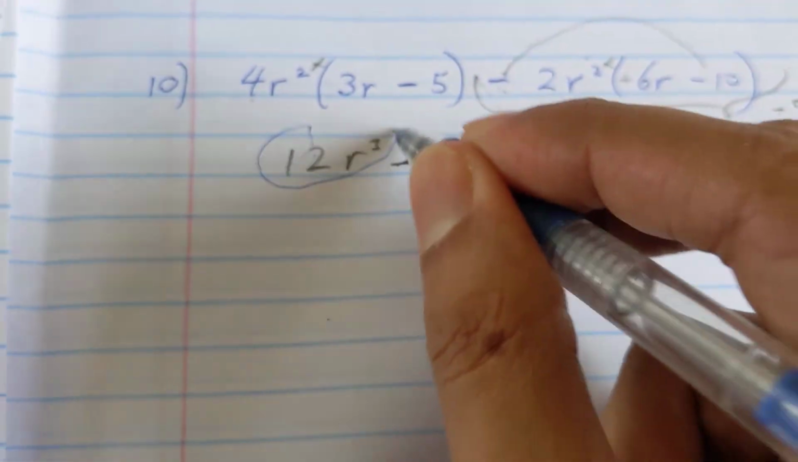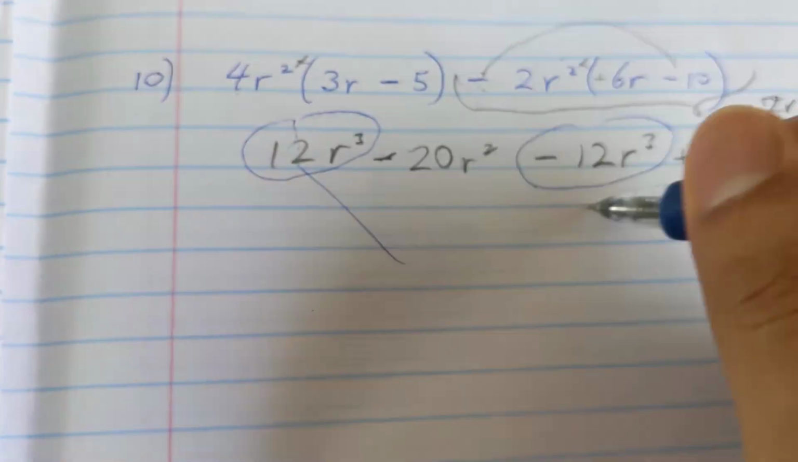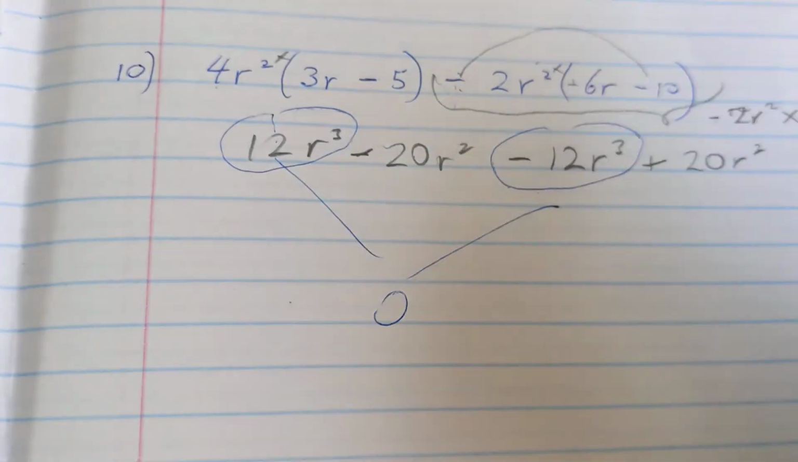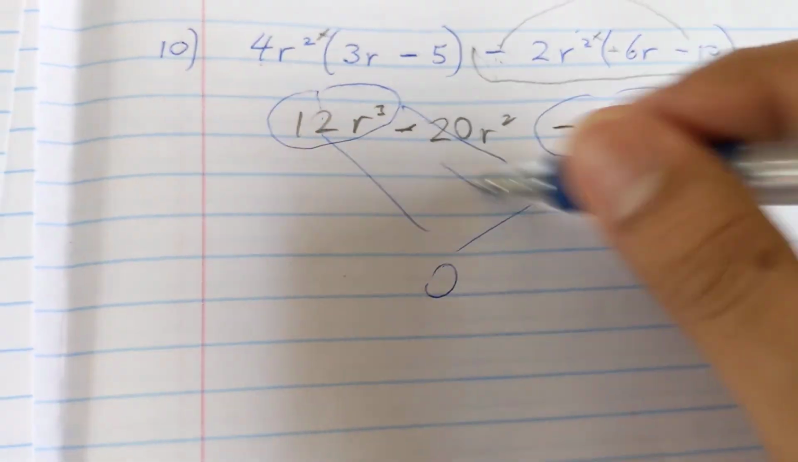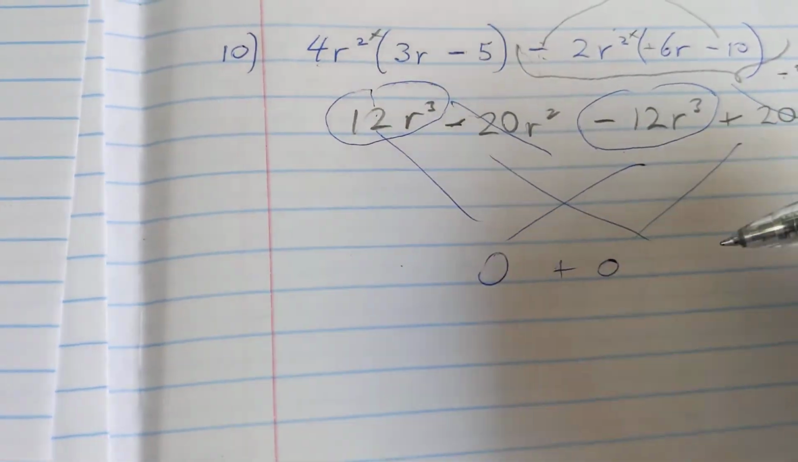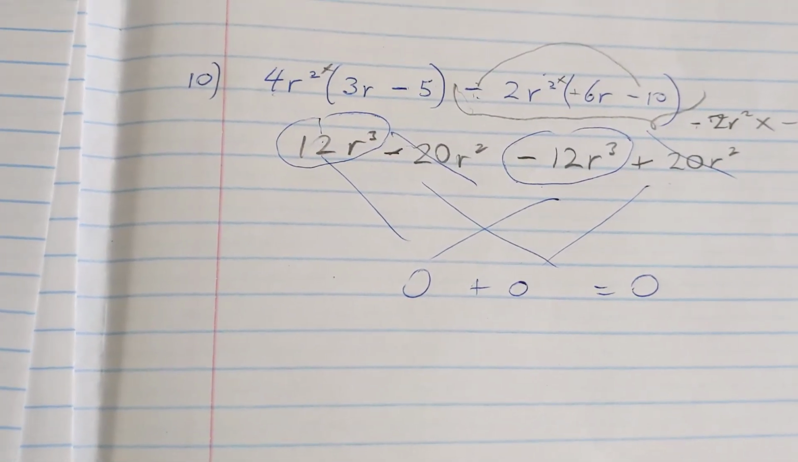So 12r cubed minus 12r cubed, they cancel out, 0. 12 take away 12, so it has no r cubed terms. Minus 20 plus 20, they also cancel out. So this whole answer ends up being 0 plus 0, which is just 0 in this case. It just so happens that's what it worked out to.